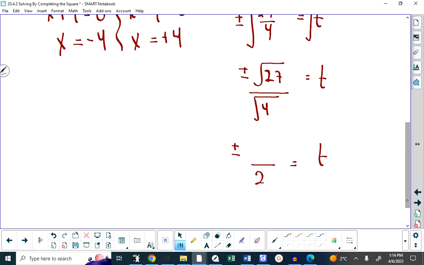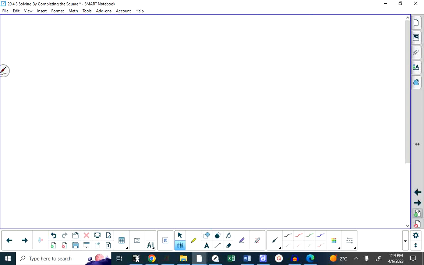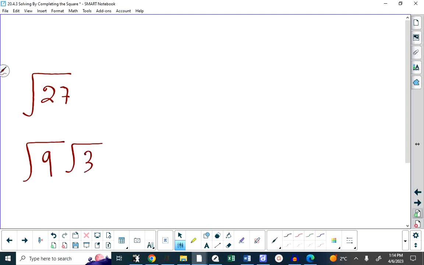Is root 27 a simplifiable radical? And what you're doing there, I wouldn't call this scrap paper, I just want to do it in a different arena here so it doesn't clutter things up, is you're asking yourself, can I write root 27 as a product of two roots, one of which contains a perfect square? Is there a number that divides into 27 without remainder that's a perfect square? Well, 9 does, right? 9 times 3. And the square root of 9 is 3.